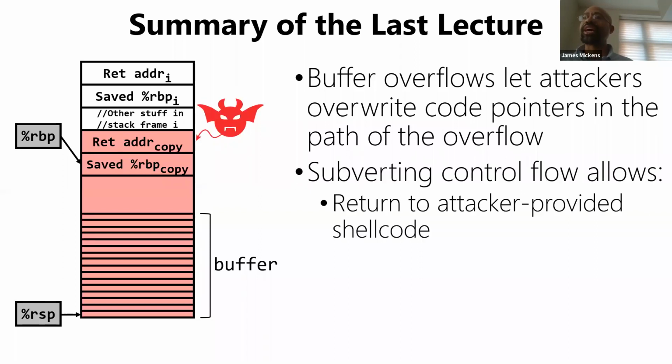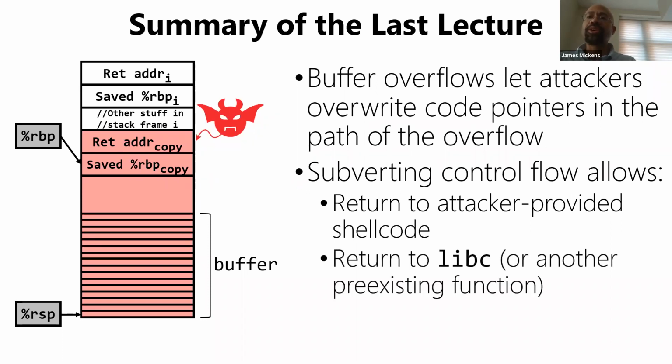Subverting control flow like this allows an attacker to do a couple of different things. So one thing that the attacker can do is what's known as a return to attacker provided shellcode. So the attacker can overwrite that return address on the stack and have it point to a location in the overwritten buffer. Why is that helpful? Because if the stack is executable, then the attacker could have filled that buffer with x86 instructions, with the shellcode that's going to do malicious things like, for example, open up a command shell that then allows the attacker to send and receive arbitrary commands and responses via a shell that runs with the privilege of the exploited program.